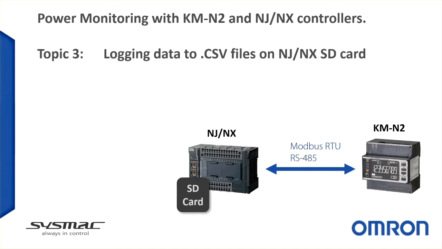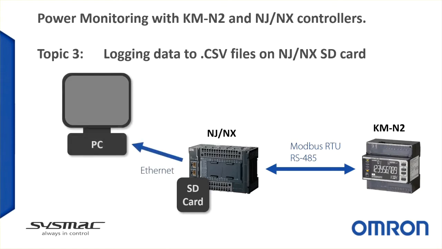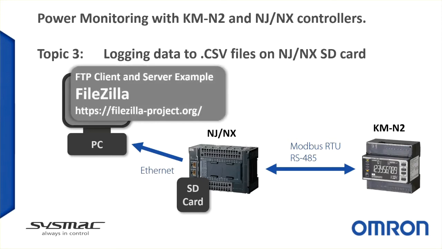To access the log data, you could simply remove the SD card from the CPU or, as I will be showing here, access the SD card in situ via a PC and an Ethernet connection via FTP, since all NJ and NX CPUs support FTP Server and Client functions as standard. To demonstrate these FTP features, I'll be using FileZilla. Visit the FileZilla project website for more details and downloads.